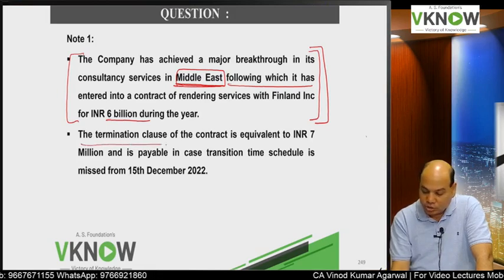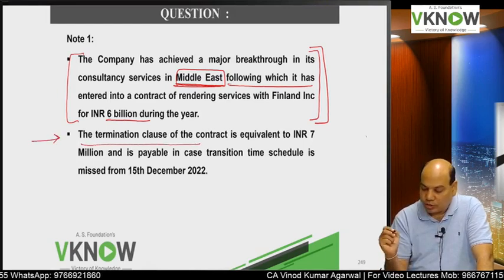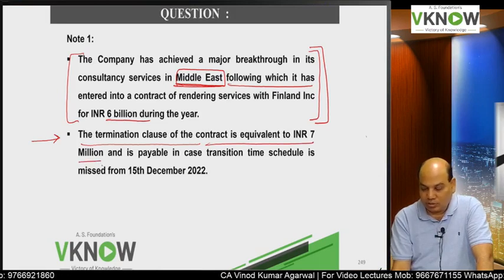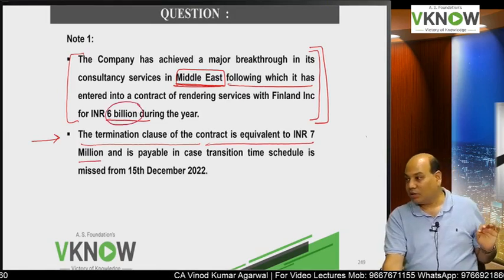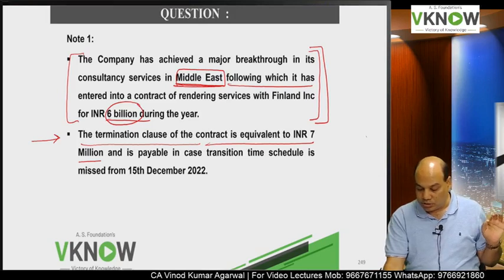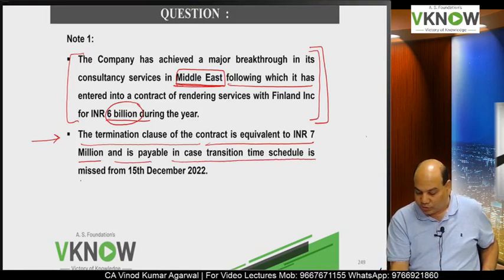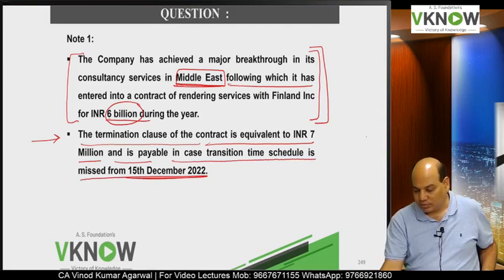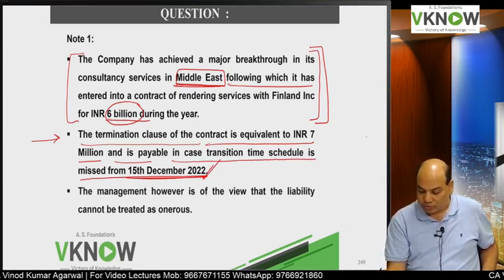The termination clause of the contract, but we are interested in this line. The termination clause of the contract is equivalent to INR 7 million. So such big contracts have penalty clauses also. And what is that penalty? 7 million rupees, payable in case the transition time schedule is missed from 15 December 22. In case you miss this deadline of completion, then you have to pay 7 million rupees as penalty. But what is the line here?